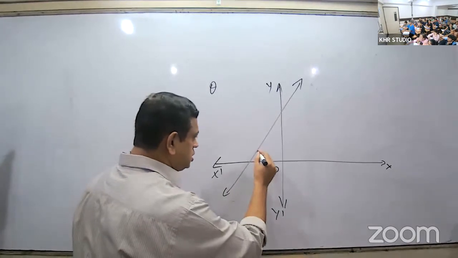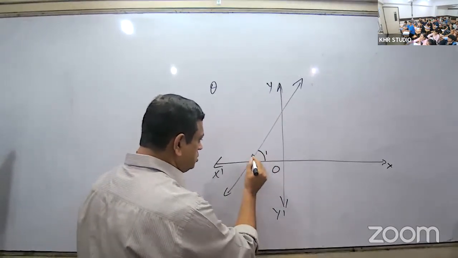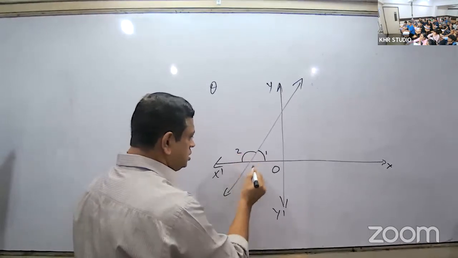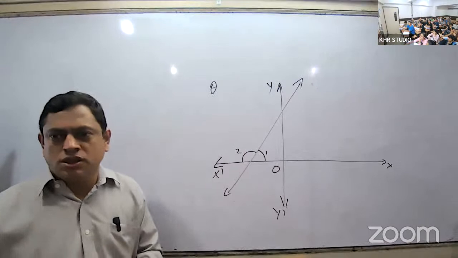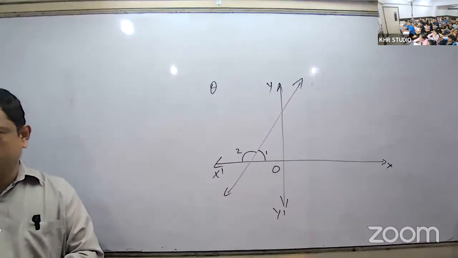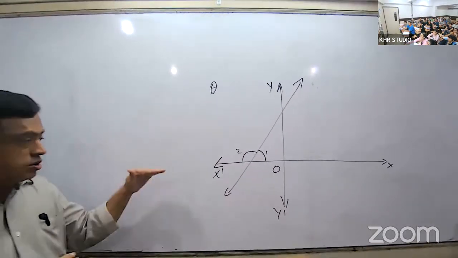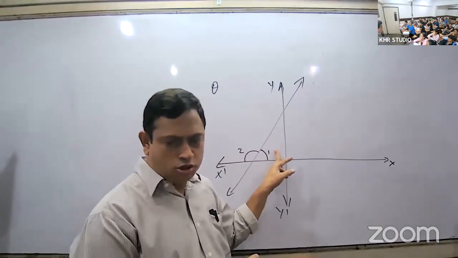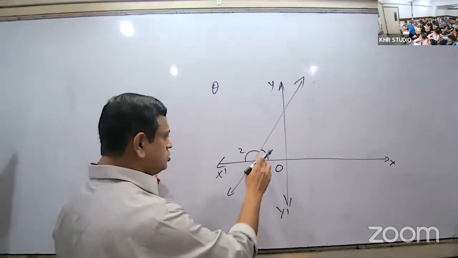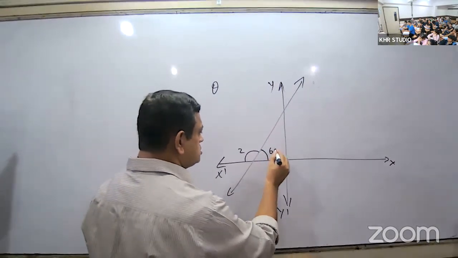If there are 2 angles, I will mark 1 and 2. Even if I take these 2, they are vertically opposite. Is 1 the inclination or 2 the inclination? 1. So look here, positive direction. Understood or not? Okay. So this is the one.